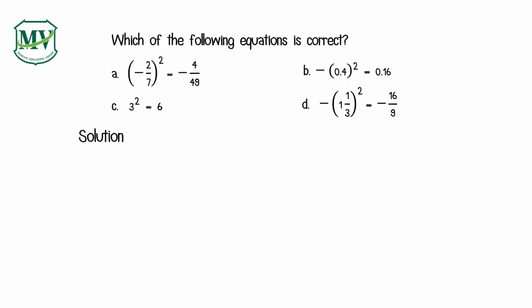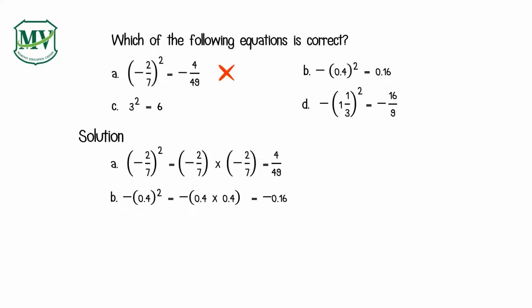Let's see the solution. So in letter A, quantity of negative 2 over 7 raised to 2 is equal to the quantity of negative 2 over 7 times the quantity of negative 2 over 7, is equal to 4 over 49. So letter A is not a correct equation.